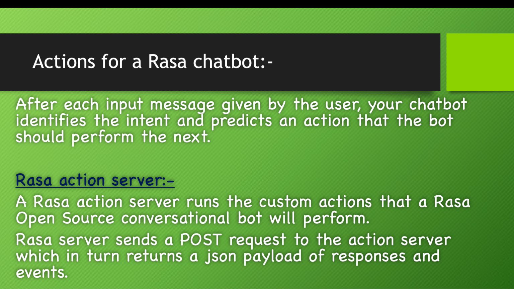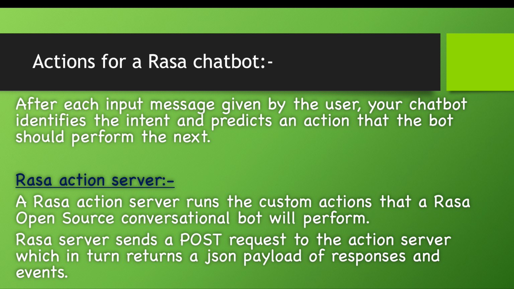What is a Rasa action server? A Rasa action server runs the custom actions that a Rasa open source conversational bot will perform. When your chatbot predicts a custom action, the Rasa server sends a post request to the action server with the JSON payload. That includes the name of the predicted action, the conversation ID, the contents of the tracker, and the contents of the domain. When the action server finishes running a custom action, it returns a JSON payload of responses and events. The Rasa server then returns to the user and adds the events to the conversation tracker.